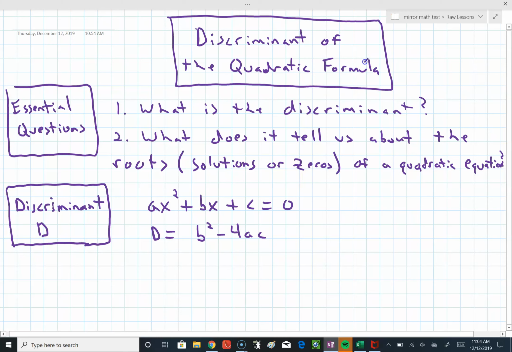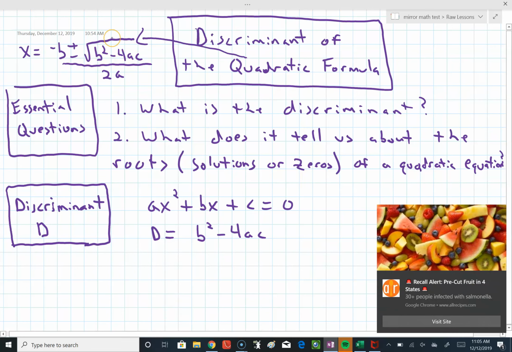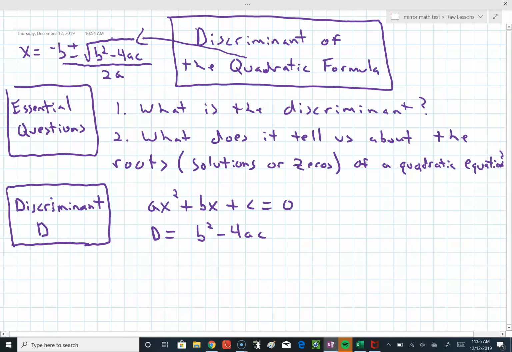Recall also our quadratic formula: x equals negative b plus or minus the square root of b squared minus 4ac, all divided by 2a. So the discriminant is the underneath part, the radicand of this expression. Okay. So that's what the discriminant is. The discriminant is the b squared minus 4ac portion.